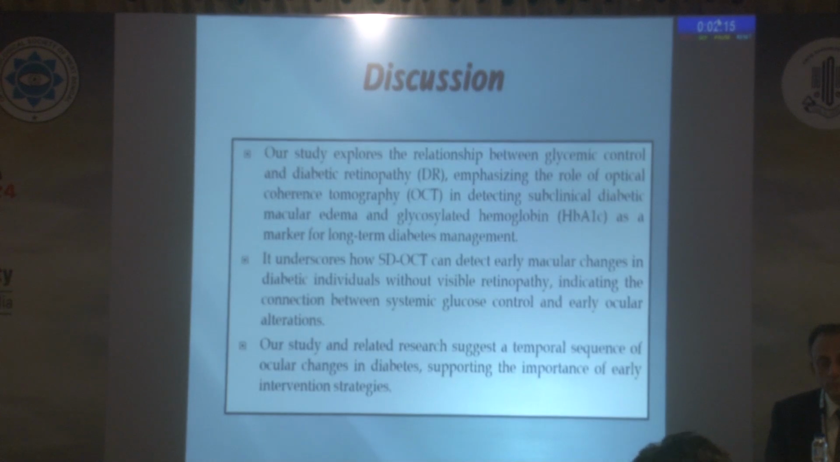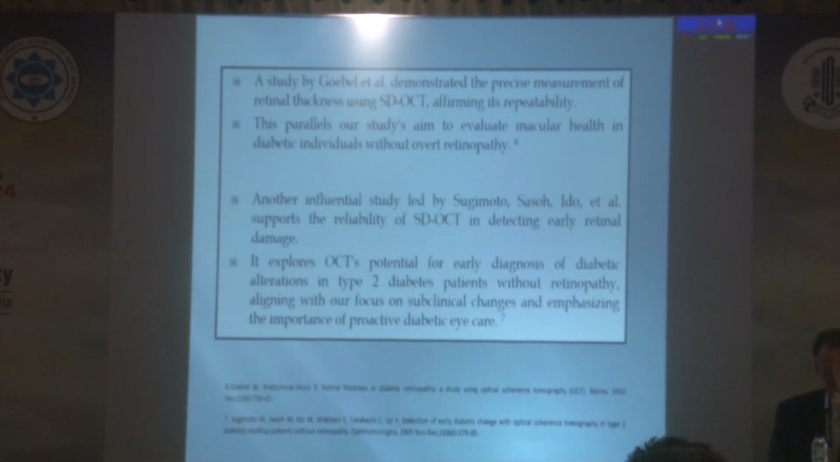Coming to the discussion, our study explores the relationship between glycemic control and diabetic retinopathy, emphasizing the role of optical coherence tomography in detecting subclinical diabetic macular edema and glycosylated hemoglobin as a marker for long-term diabetes management. Our study and related research suggest a temporal sequence of ocular changes in diabetes, supporting the importance of early intervention strategies. A study by Gobel et al. demonstrated the precise measurement of retinal thickness using spectral domain OCT, affirming its repeatability. This parallels our study's aim to evaluate macular health in diabetic individuals without overt retinopathy.